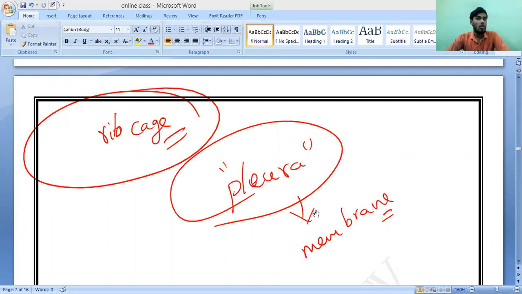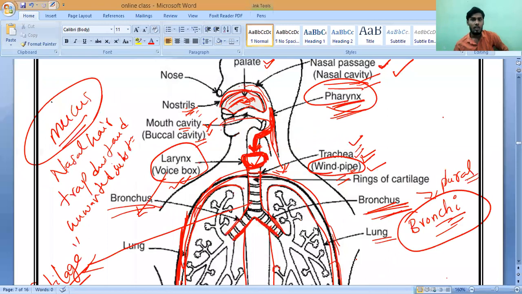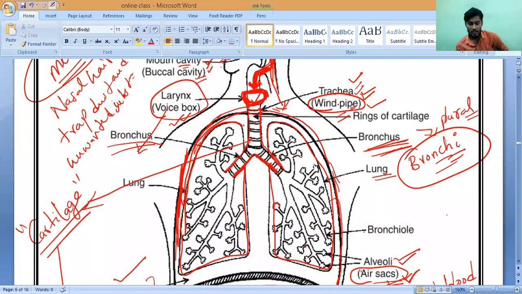Correct or not? Now, later entering into the bronchus. As we know, the trachea separates into two forms. What do we call them? Bronchus, correct or not? Or bronchi. Now if you observe, these bronchi further divide into very, very small tubes to form a large number of smaller tubes. What do we call them in the picture? Observe all of you. Bronchioles.